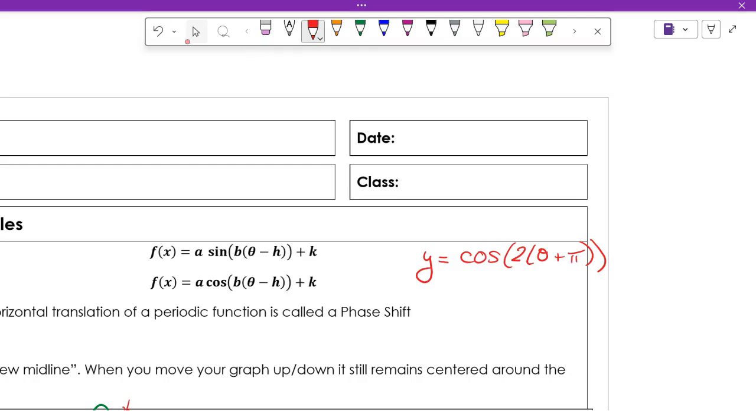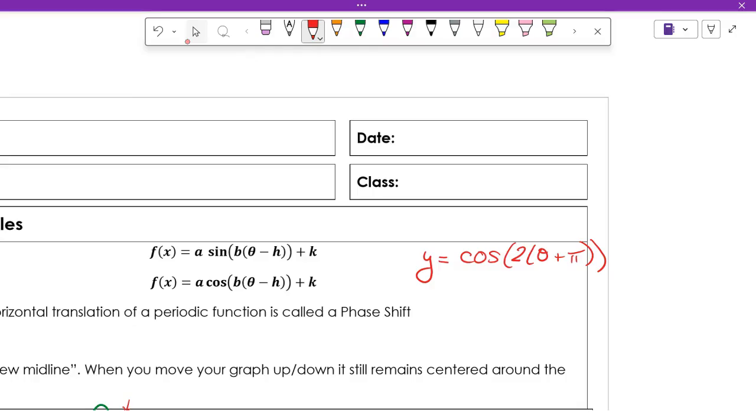it's what we've done this semester and this year actually: anytime we've done a horizontal shift, remember, it's on the inside of the function. It's the opposite of what you see. So in this case, it would be the part that's on the inside of the function. It's whatever's added or subtracted, and I do the opposite of what I see.